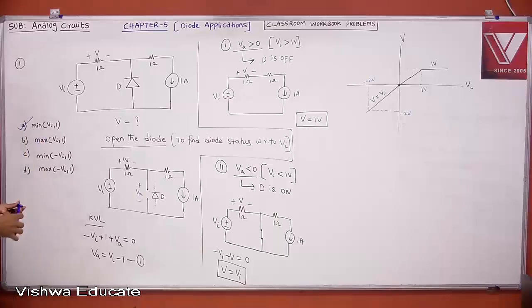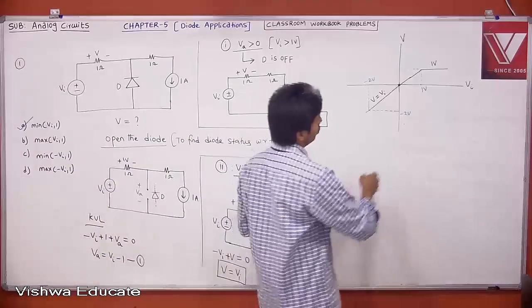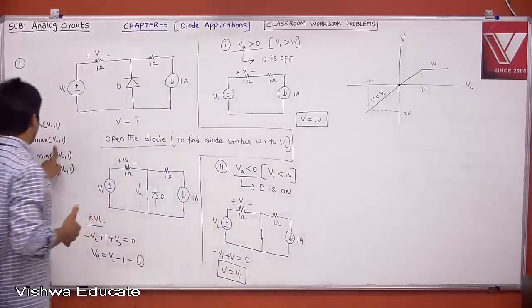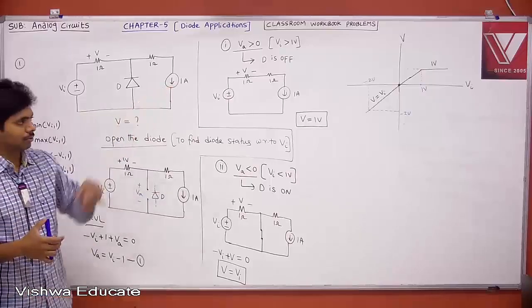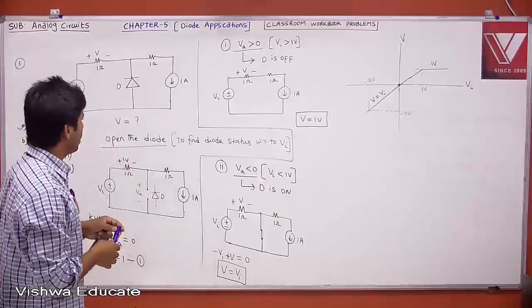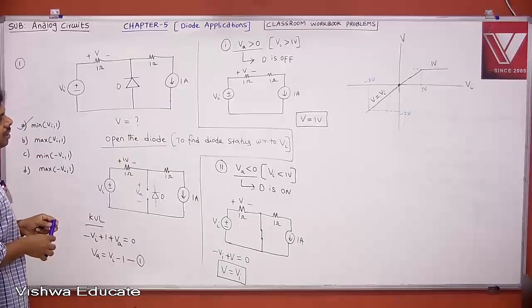Maybe if you see other options, they will not satisfy. Let's see, maximum of Vi comma 1. Let us say Vi is some 2 volt. When Vi is 2 volt, what is your output? 1. When Vi is 2, out of 2 comma 1, which is maximum, 2 is maximum. Therefore output is 2. No, that is not correct. Output is 1. Therefore all other options won't be satisfying the relation or the transfer curve. Only option A is satisfying. Therefore answer is A.